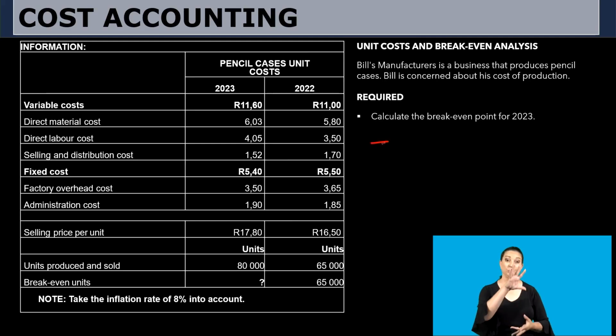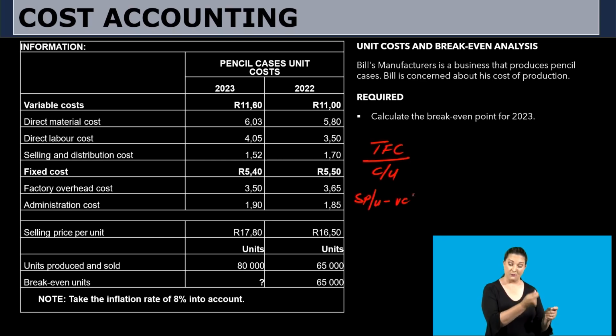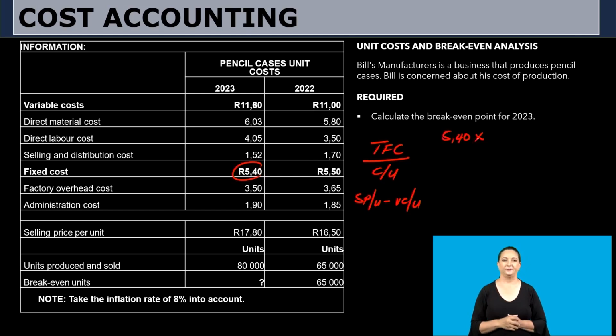I'm just going to show you one, the simpler and the most common one, which is your total fixed cost over your contribution per unit. To get contribution per unit, you say selling price per unit minus variable cost per unit. Okay, so to get your total fixed cost, we will now say in 2023, my fixed cost per unit is 5.40. And how many units did I produce? I produced and sold 80,000. So I multiply that by 80,000.